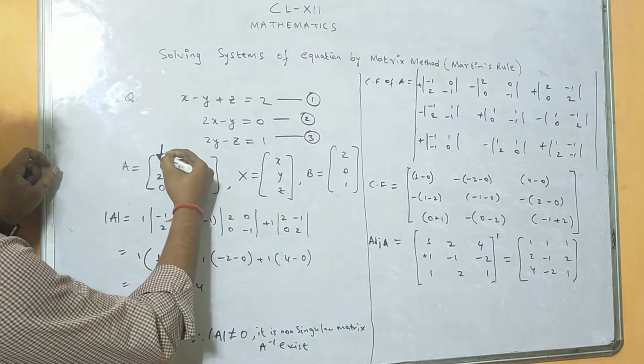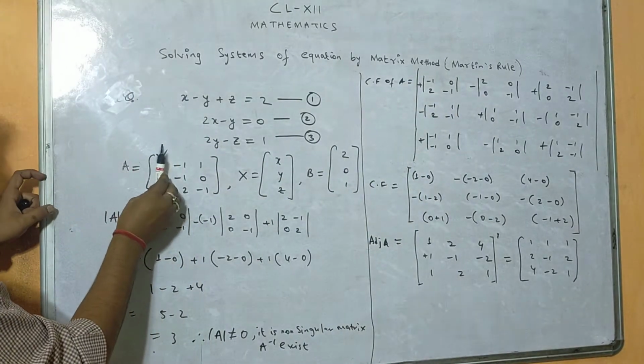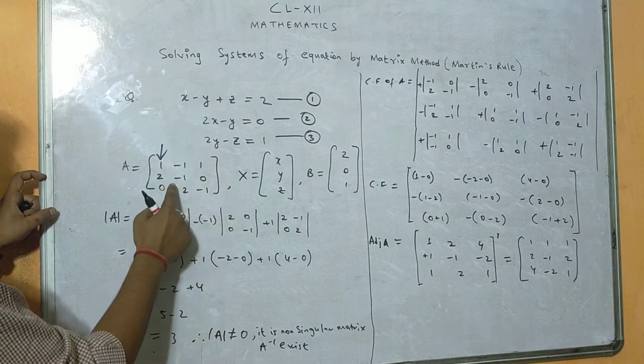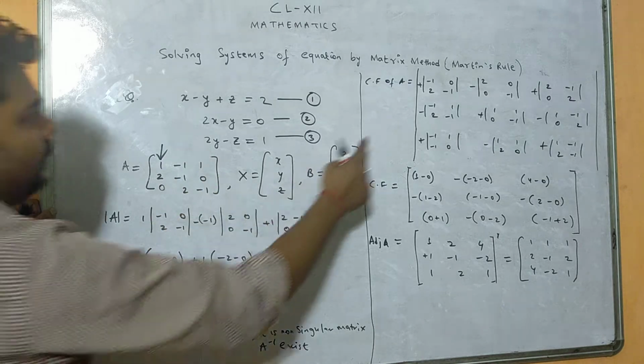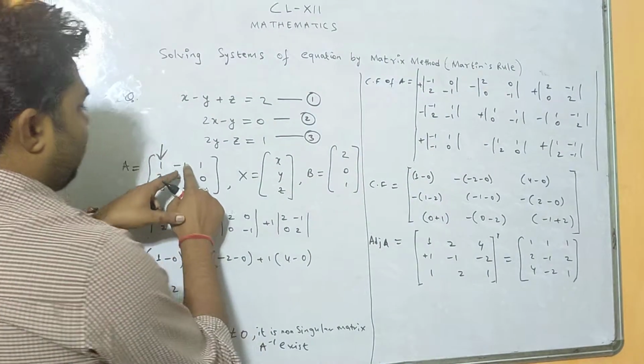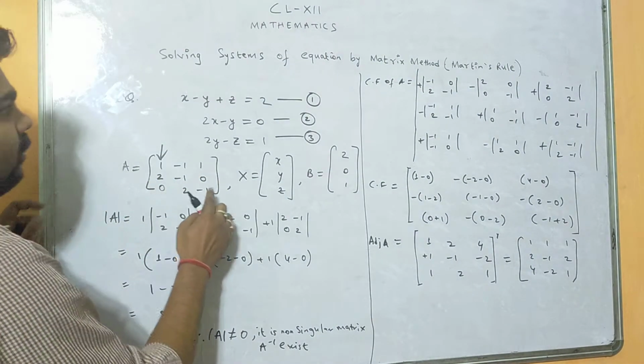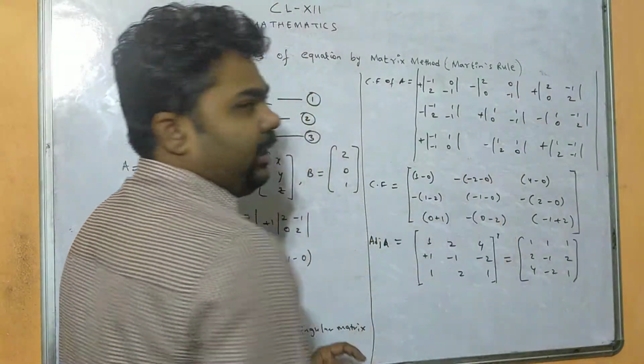Suppose for this element you are making this block, then for this element you will hide the corresponding column and row, and you will get -1, 0, 2, -1, right? Now for the second element, for -1, if you are making it, then hiding the corresponding column and row, you get 2, 0, 0, -1, right?